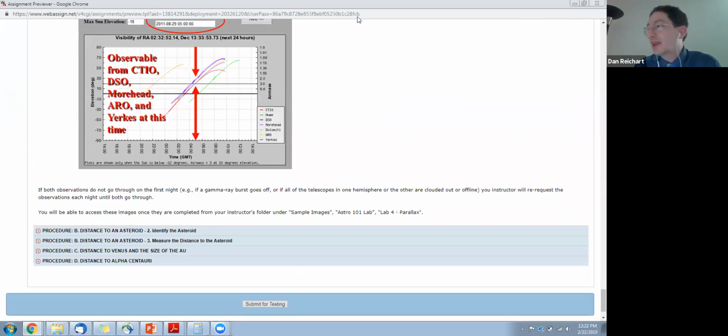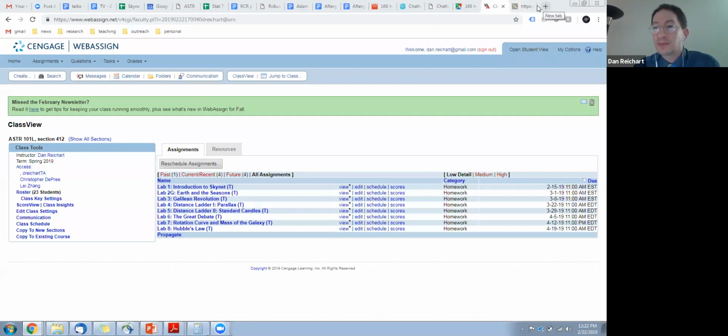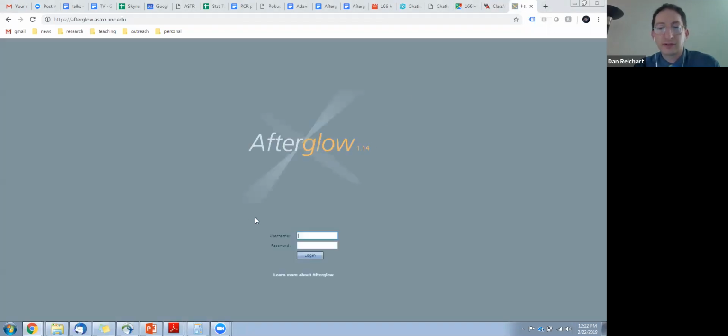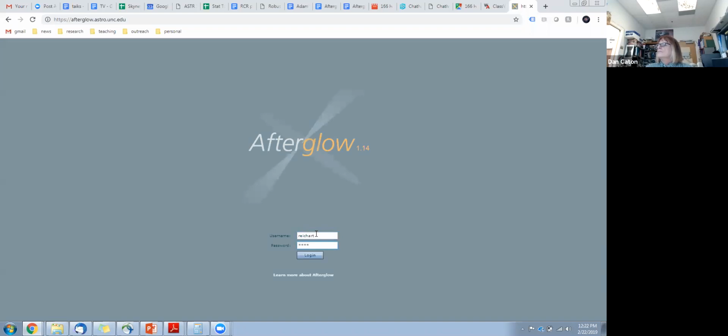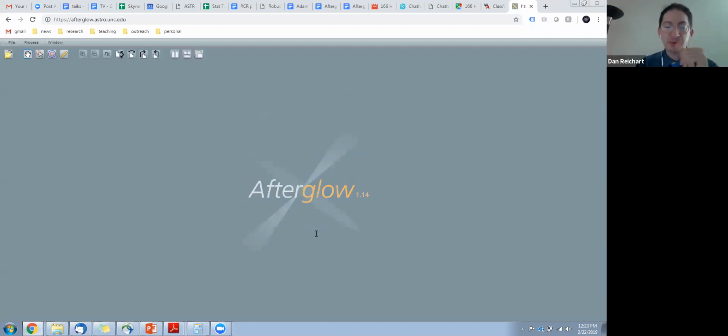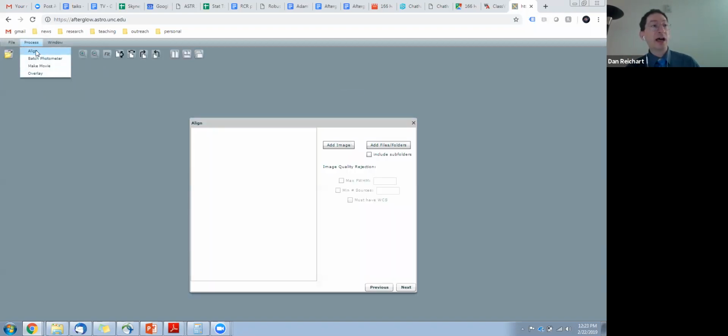Okay. Now, the upcoming sections are identifying the asteroid and measuring the distance to the asteroid, and this is all done within Afterglow. So let me load up Afterglow here. My password, same password as Skynet, of course. Again, this is the old Afterglow. And file, actually, okay, the instructions are written out in the lab. I'm just going to show you. You go to process and align.